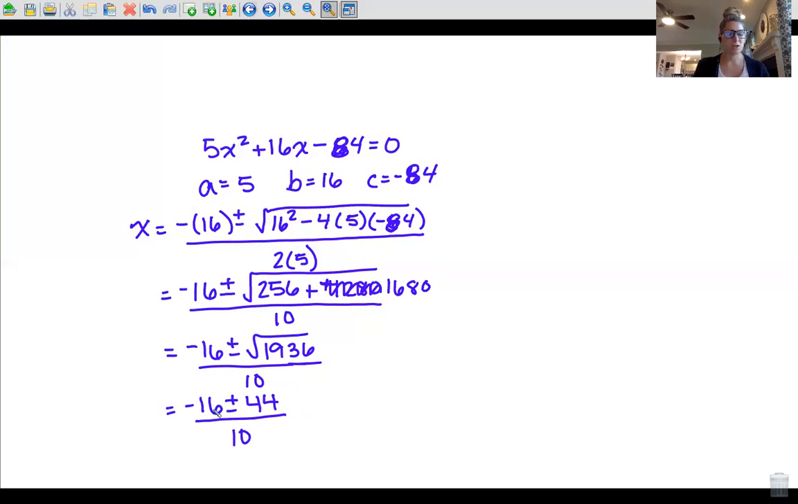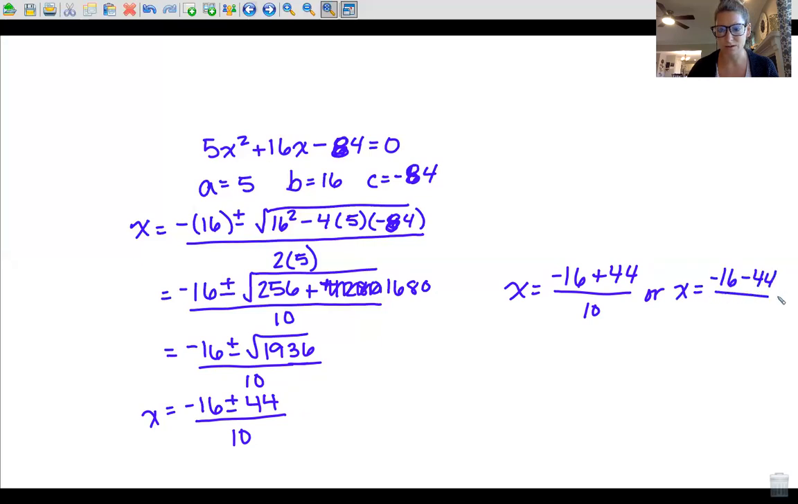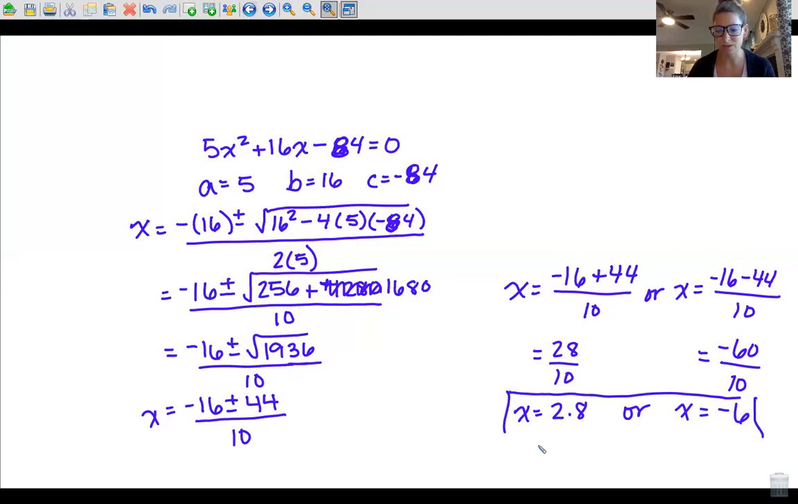Over 10. Okay, so now, remember this is where I had to split it into two problems. So I have x equals negative 16 plus 44 over 10, or x equals negative 16 minus 44 over 10. So negative 16 plus 44 is 28. 28 divided by 10 is 2.8. Or negative 16 minus 44 is negative 60, divided by 10, and x equals negative 6. So writing down the correct problem is helpful. Sorry about that.